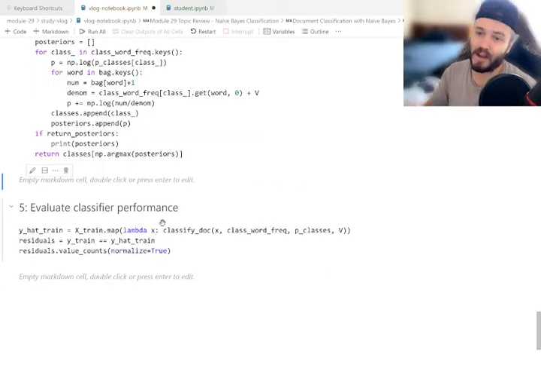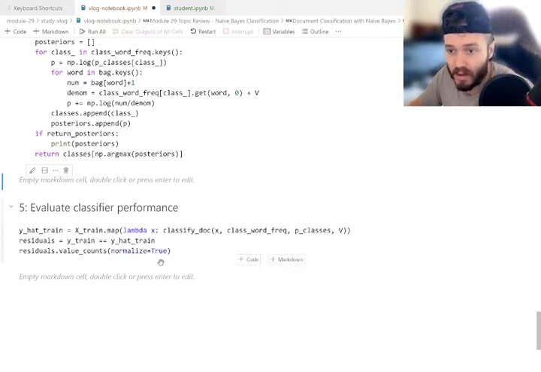And of course, you want to evaluate the performance of your classifier. To do that, you're going to calculate your residuals, and then you're going to look at, I should have had the value printout for that right there.